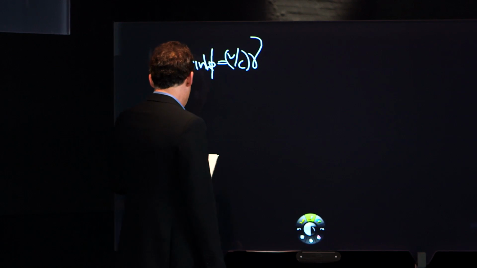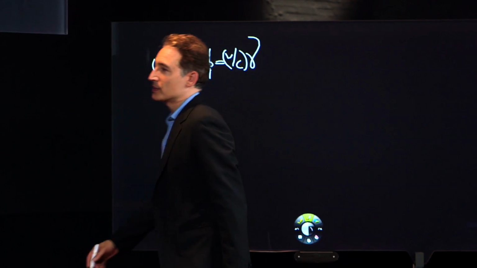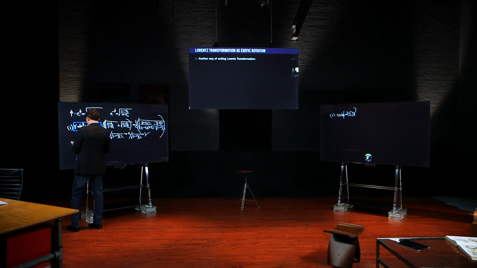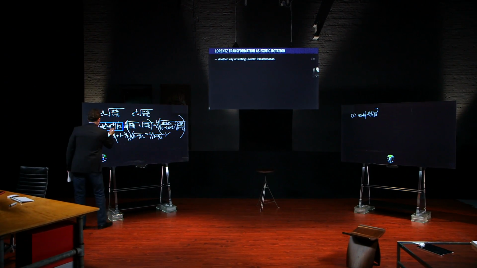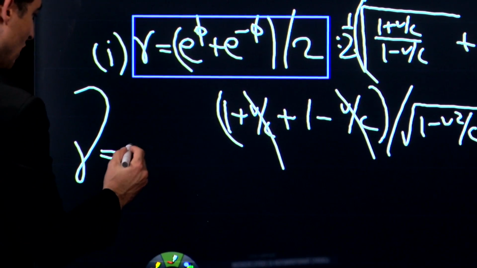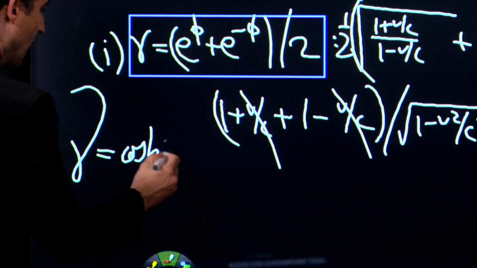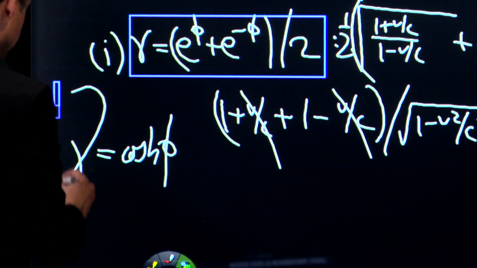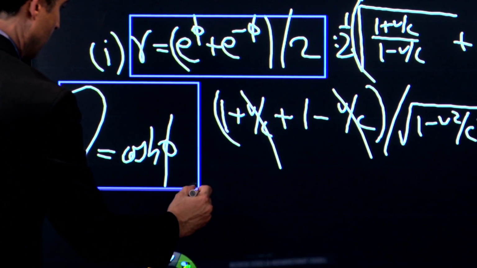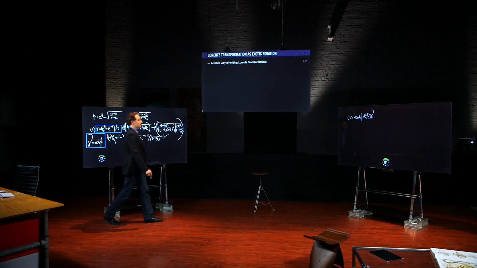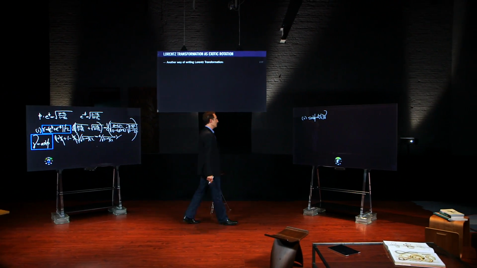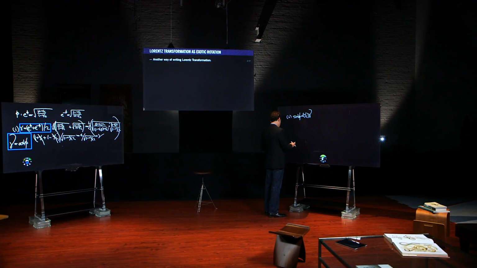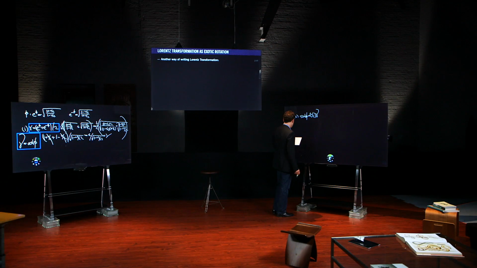Well, of course, maybe it's worth saying over here, since I'm going to make use of it, that this guy over here is the same thing as cosh phi. So this can also be written as gamma equals cosh phi, where by definition, cosh phi is that particular combination of the exponentials. Good. So the claim is that sinh phi, which is the combination where you have a minus sign instead of a plus sign, can be written in terms of v as v over c times gamma.